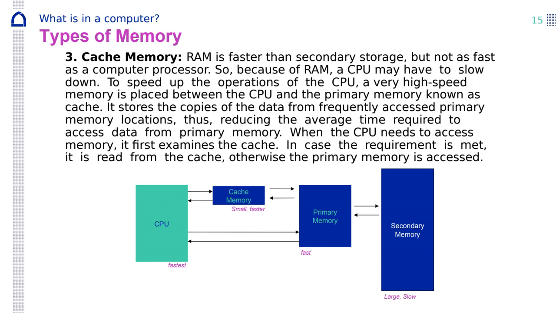Then we have also something more expensive. It's called cache memory. It is faster than secondary storage, but not as fast as a computer processor. Because of RAM, a CPU may have to slow down. A very high-speed memory is placed between the CPU and the primary memory. This is called primary cache, and it's more expensive, and it is faster than RAM.